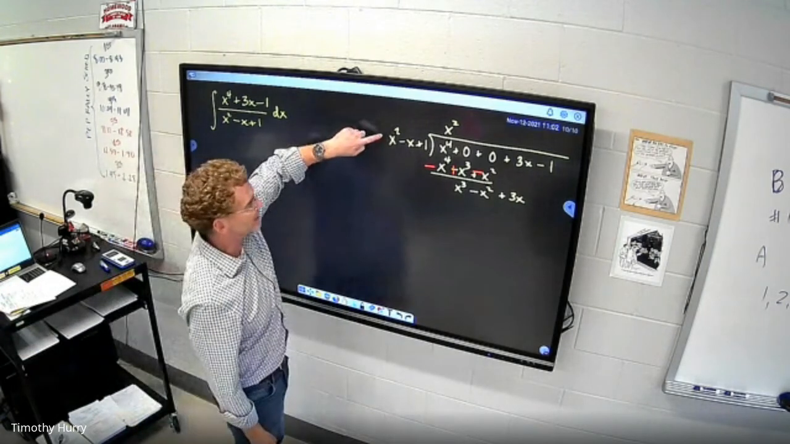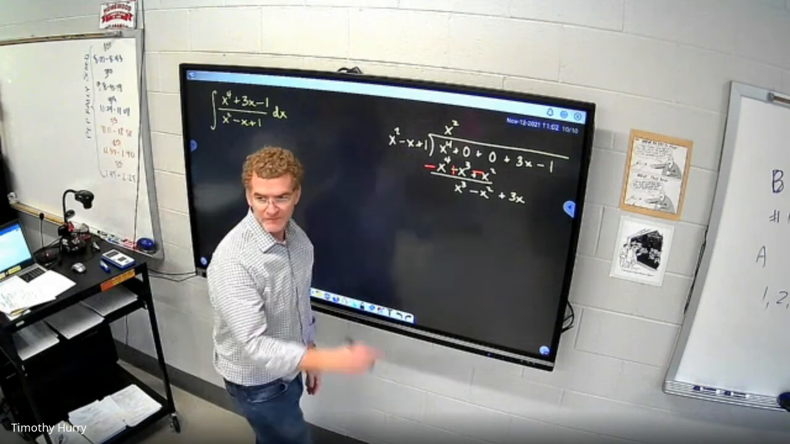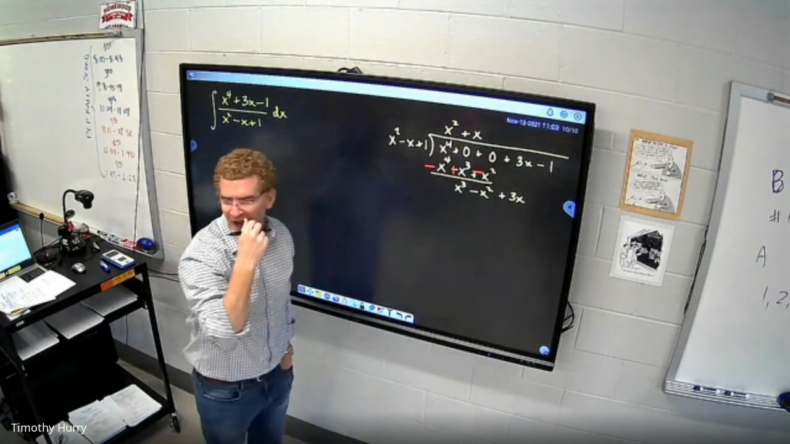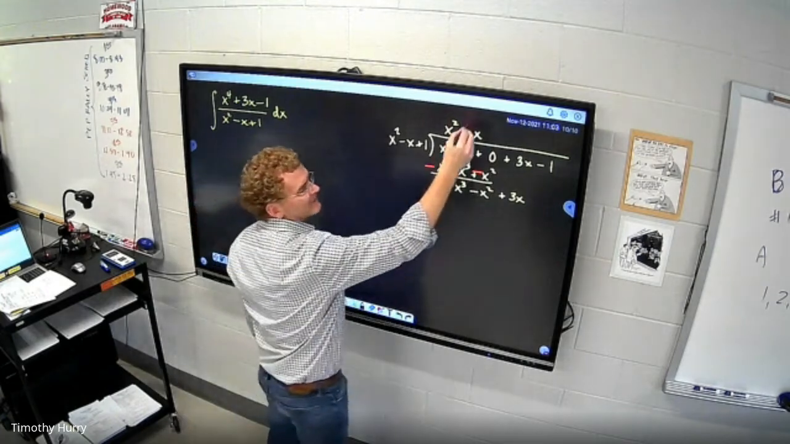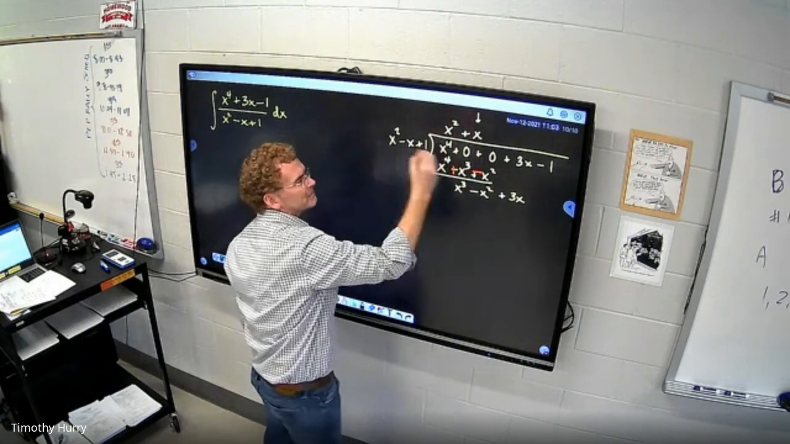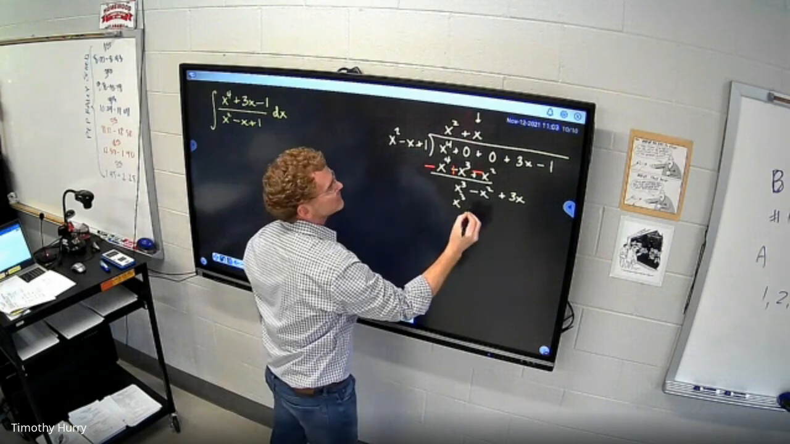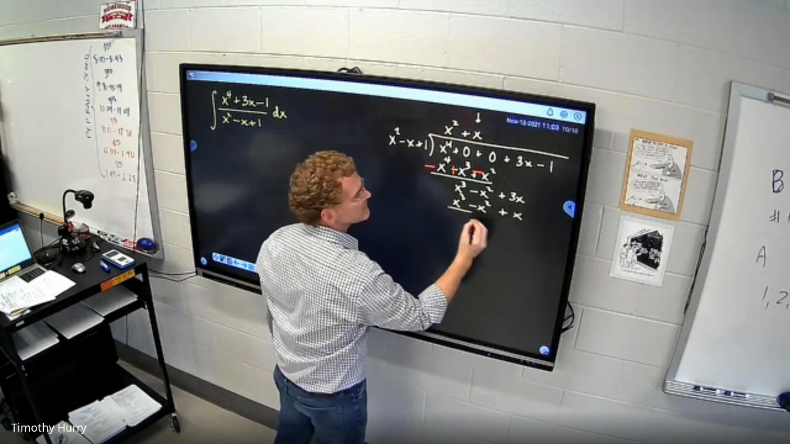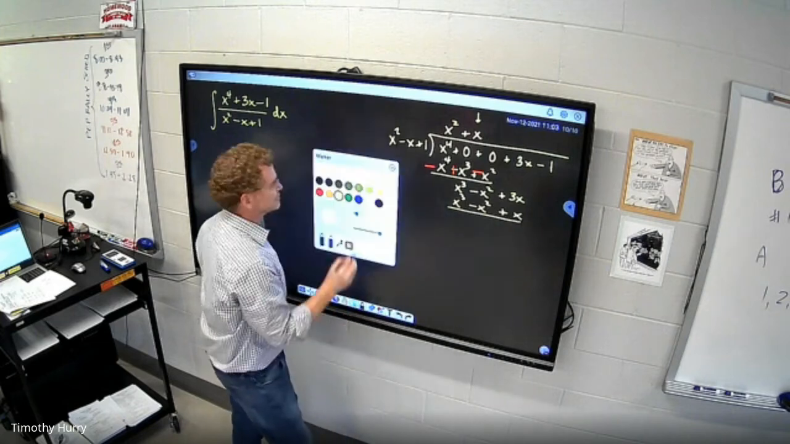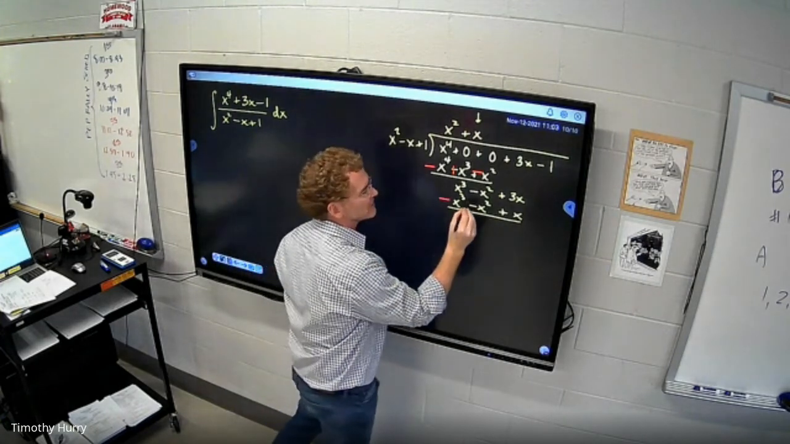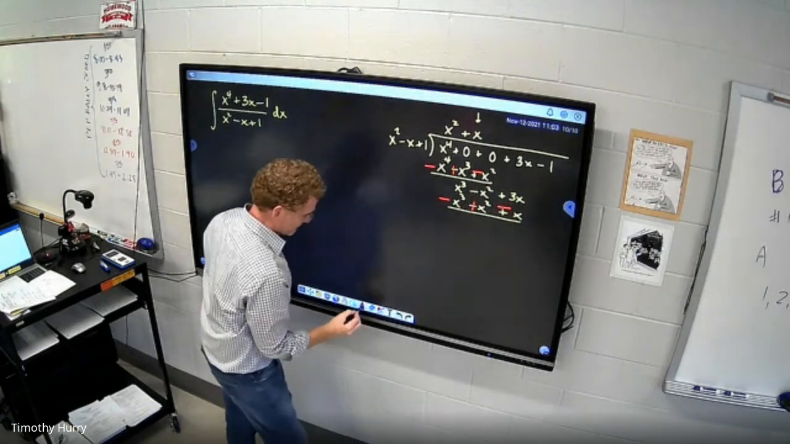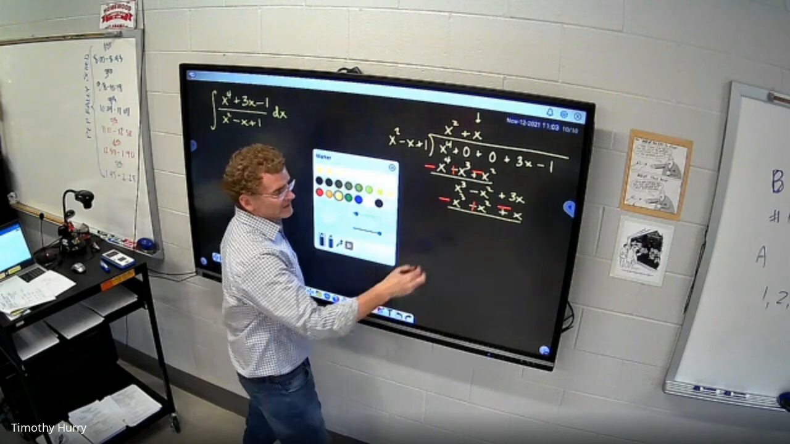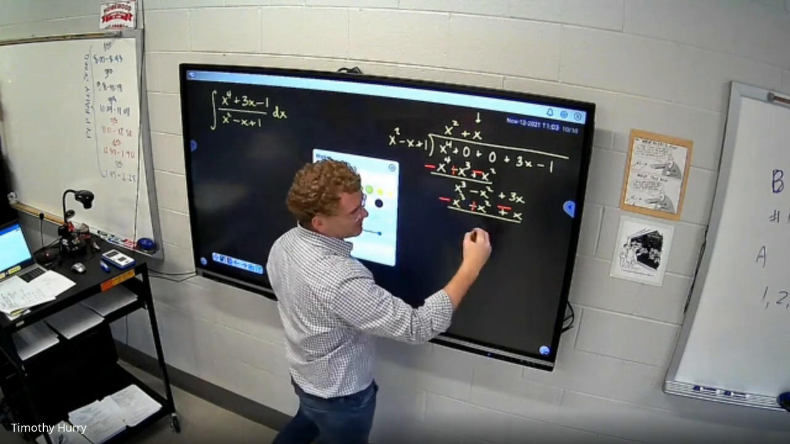X squared times what gives me x cubed? Write that single x up there, and it's really not that important on top how you line them up. And then take that x and multiply it by everything. X cubed, negative x squared, positive x. Once again, you're going to subtract. I do that by changing my signs. And this time you kind of got lucky, because not only the x cubes, but also the x squareds cancel.